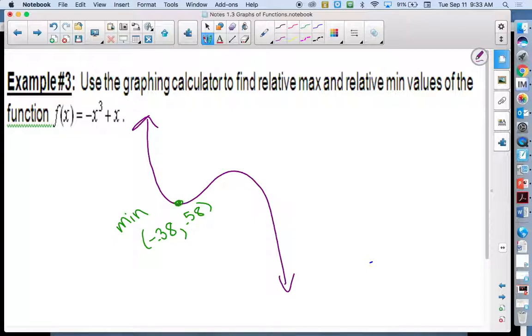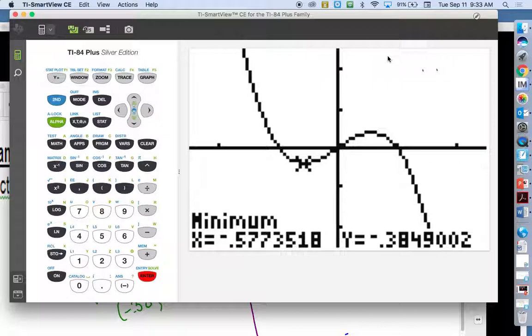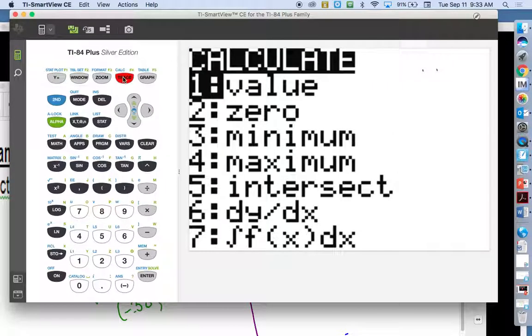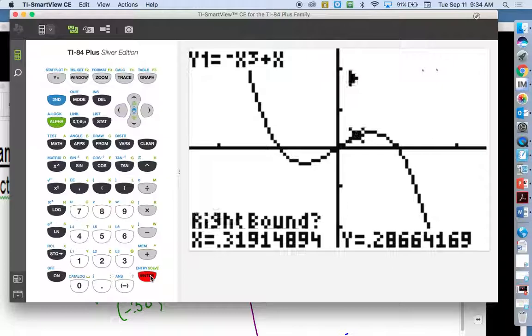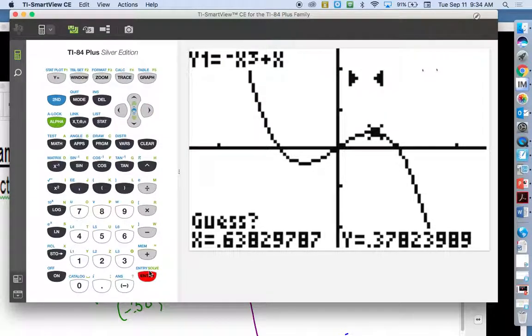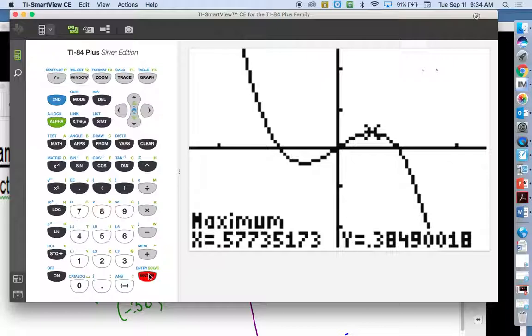And then going back to the calculator, doing exactly the same thing except finding the max. Move the little blinking guy over to the curve and make sure that it is on the left side of the highest point. So it's now to the left of the peak. And then right bound, I want to make sure that it's to the right of the curve. And then let the calculator do its work when it guesses, and then it gives us a value of 0.58 and 0.38.